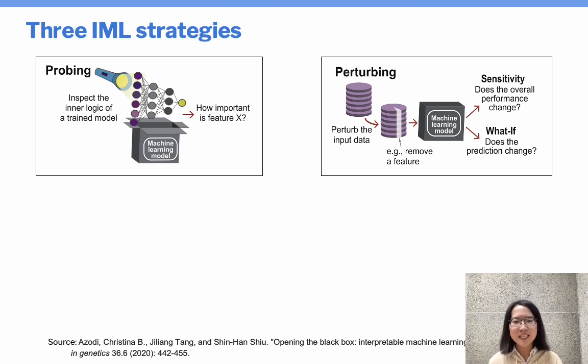The second strategy is called perturbing. Different with probing, which inspects a model, perturbing manipulates the data. For example, you can remove some features from the dataset and see how the model prediction is changed. Perturbing is usually used to answer questions related to sensitivity, or it can be used to answer counterfactual questions, such as what if feature X is of a different value.